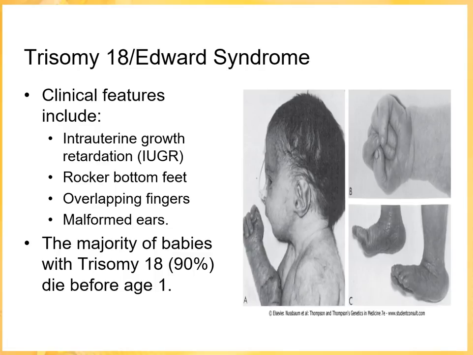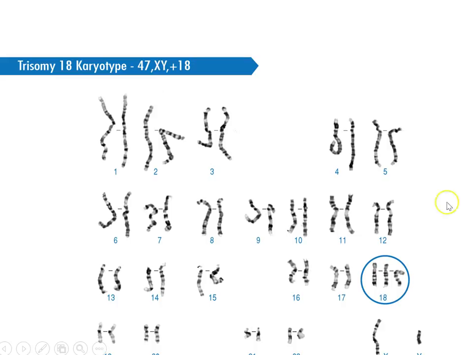Edwards syndrome, or trisomy 18, is characterized by intrauterine growth retardation, or a small baby. Not only does the baby have that extra copy of the chromosome, so does the placenta. These are rocker bottom feet. This overlapping finger is a very specific finding of trisomy 18, and I've even seen pictures like this on step 1 board exams. Malformed ears, I've even seen children with no ears, and the majority of the babies, 90%, die by age 1. So only 10% of these children make it to 1, and very few make it long term. And if they do, they have very significant cognitive deficits. And here we have a karyotype with an extra copy of chromosome 18.